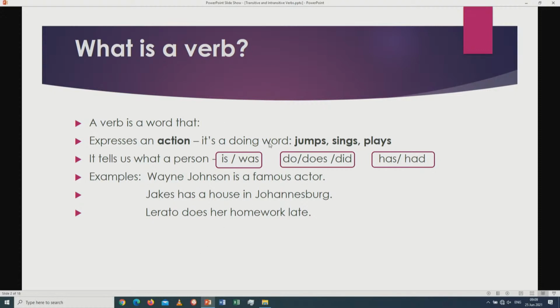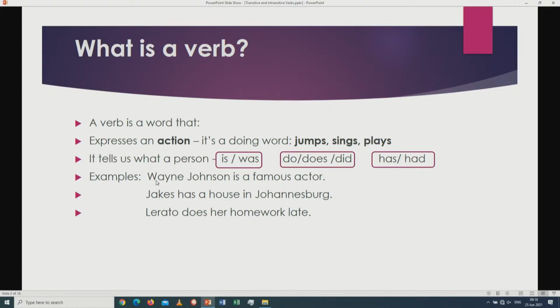It's a doing word. For instance, jumps, sings, plays. It can also be without the S. When it's a plural subject, we would say they jump, they sing, and they play. A verb also tells us what a person is or was, does or did, or has or had. Examples.